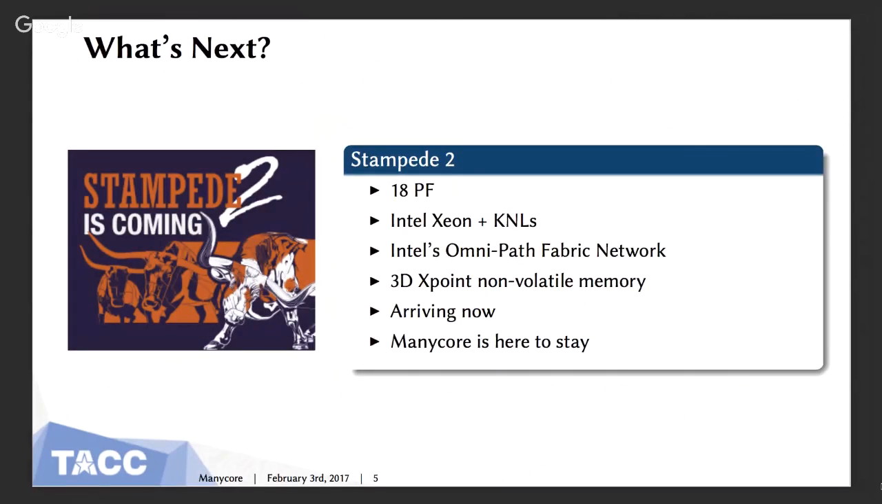So what's the next step? It's going to be Stampede 2. It's going to be 18 petaflops. It'll be some more standard type of Intel Xeon, a relatively small number of those, plus these KNL processors. It'll be connected through the OmniPath Fabric network. It'll have this new type of non-volatile memory, although I think that's a year or two away before that'll be ready, so we're not going to worry about that. The racks are coming in right now, though. So we're going to have Manycore here at TAC for quite some time.